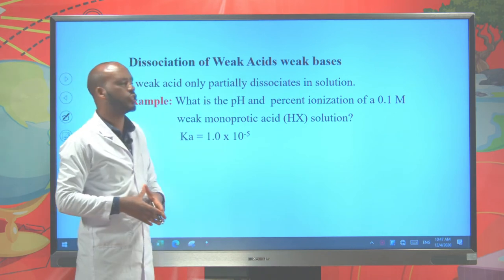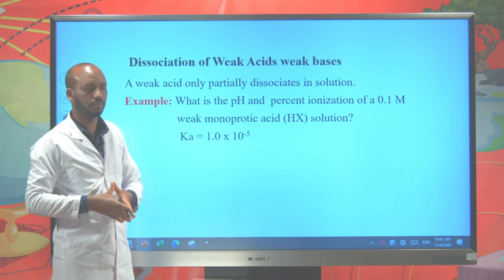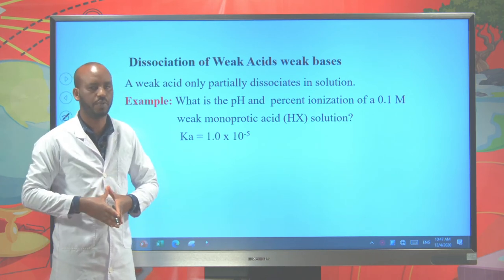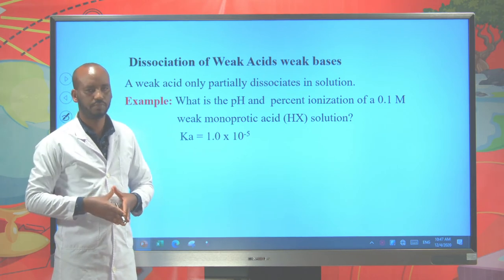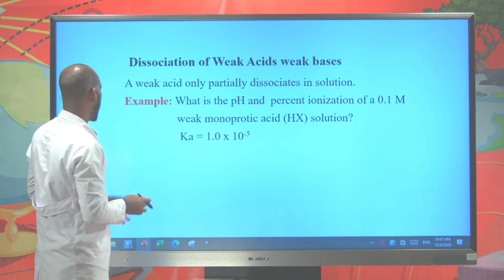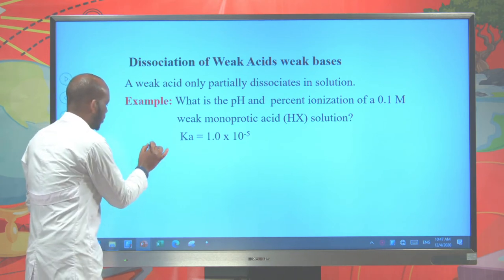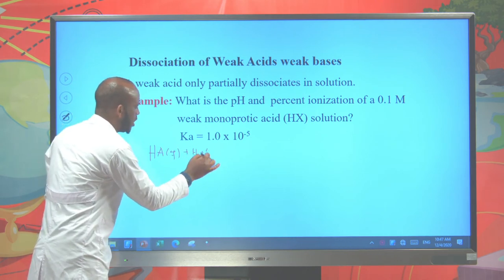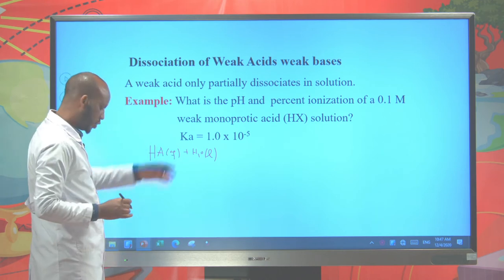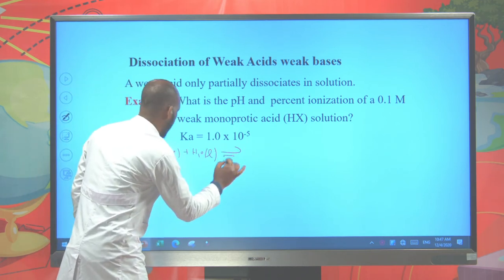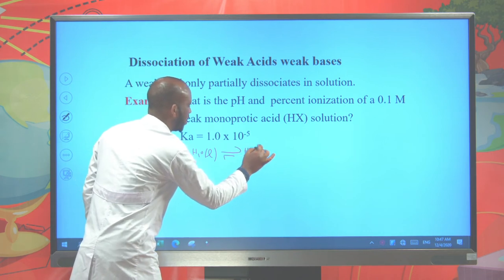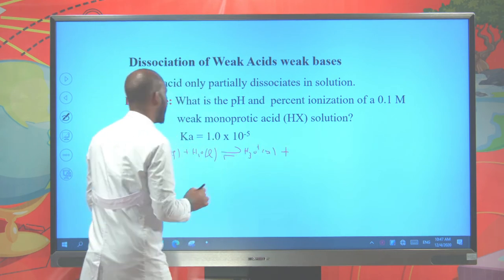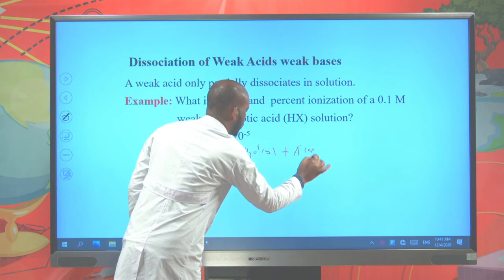Dissociation of weak acids and weak bases. Weak acids and weak bases dissociate to a small extent, dissociate partially. If you take a weak acid HA in aqueous solution plus water, H2O liquid, this acid dissociates to a small extent into hydronium ion, H3O+ aqueous, and A minus aqueous.